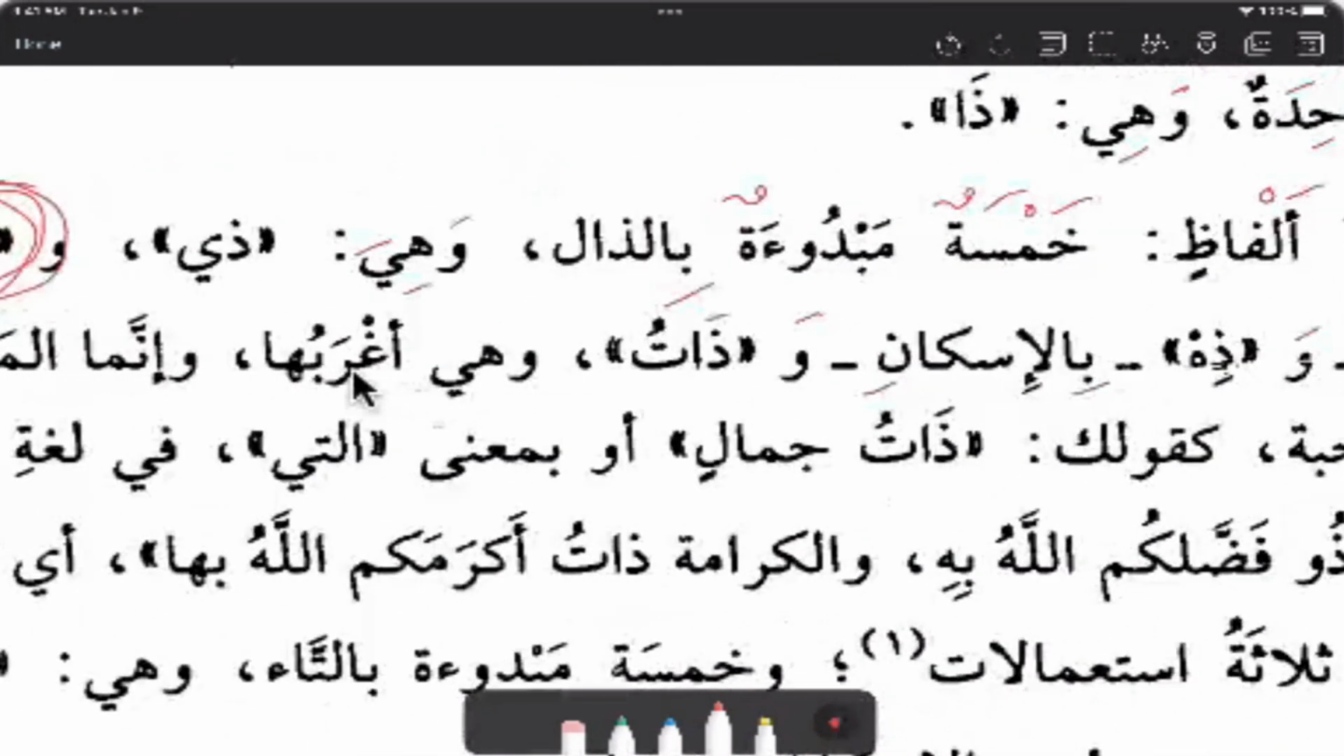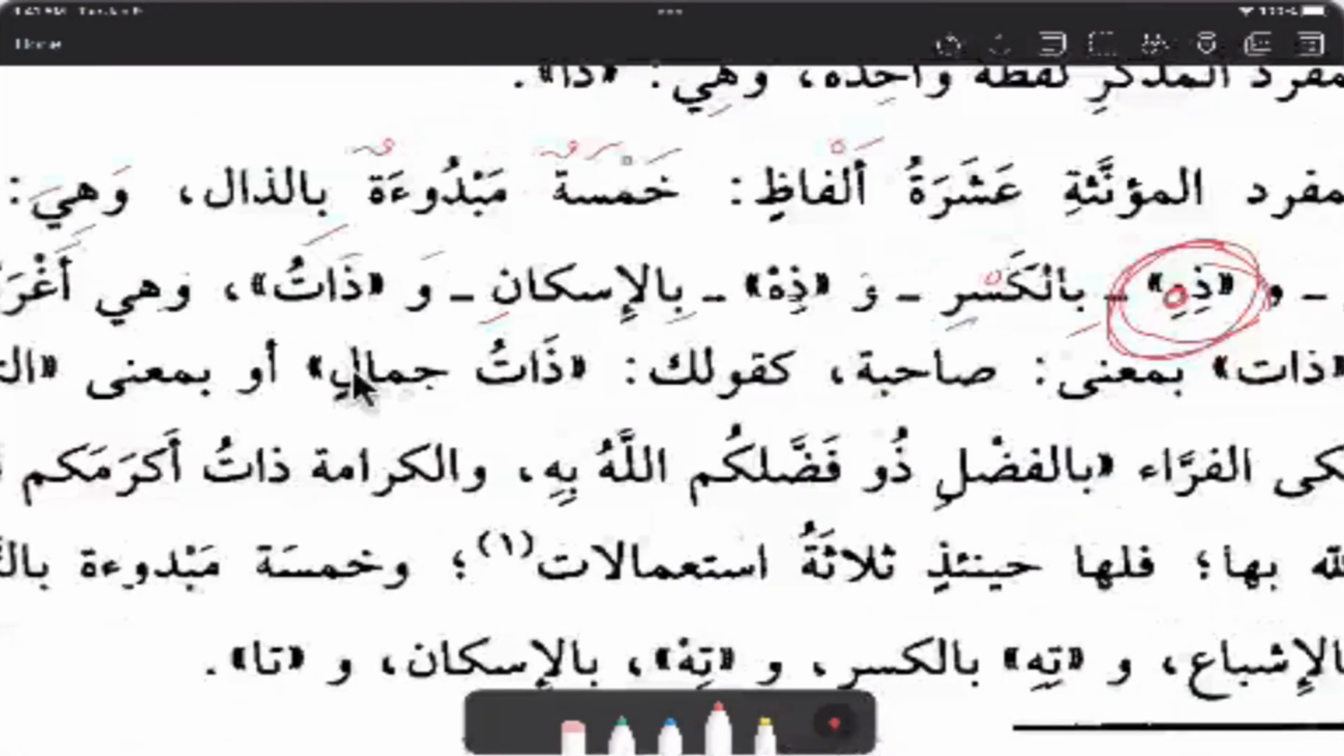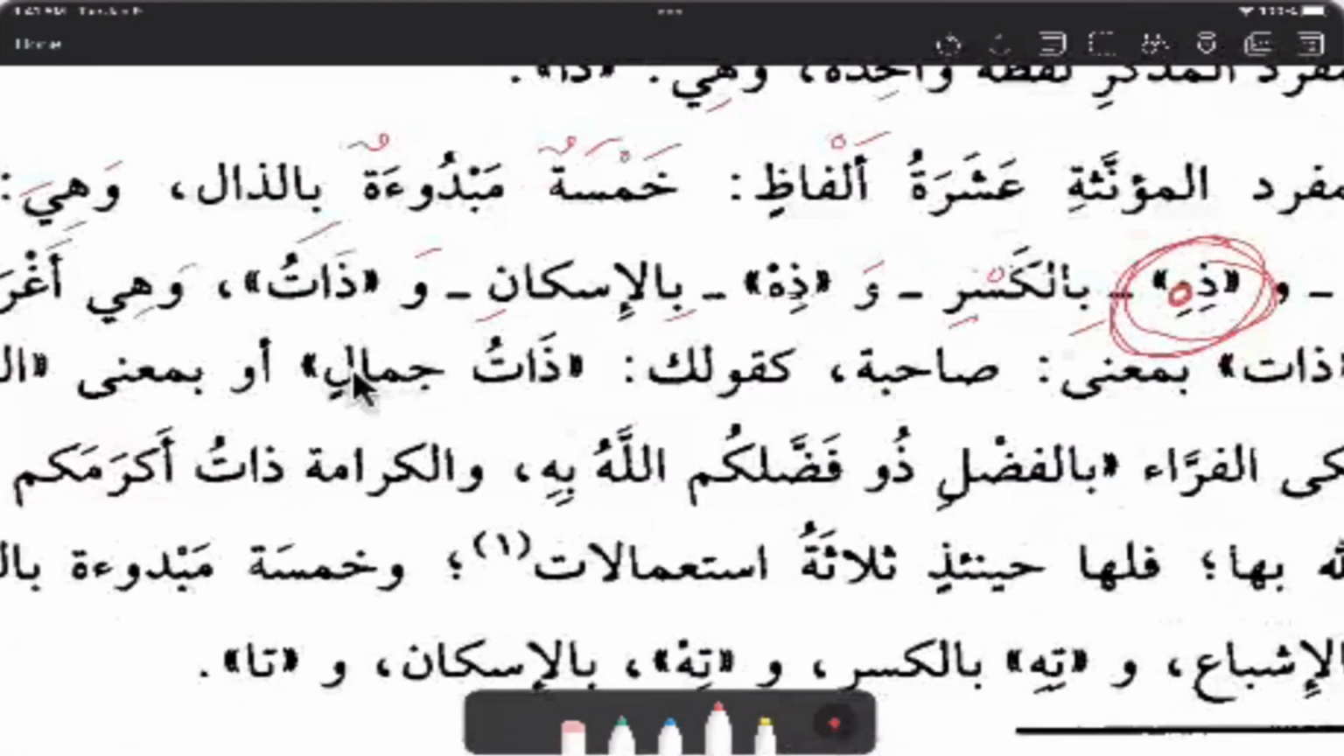And dhat, which is the strangest of them. That's the most alien amongst them. But it sounds like English though, right? You say that. Now some of those I never heard anyone use them ever, but they are documented in the books.